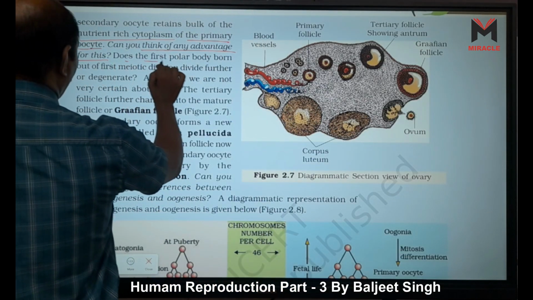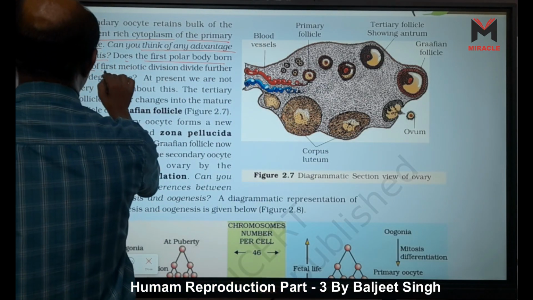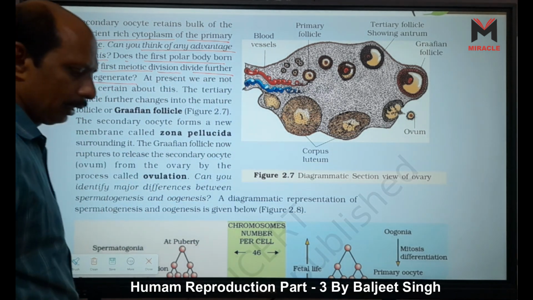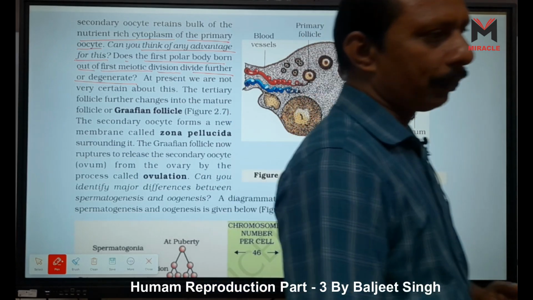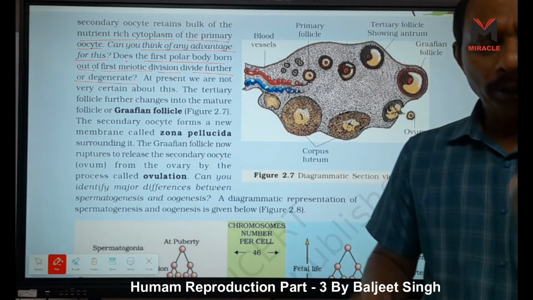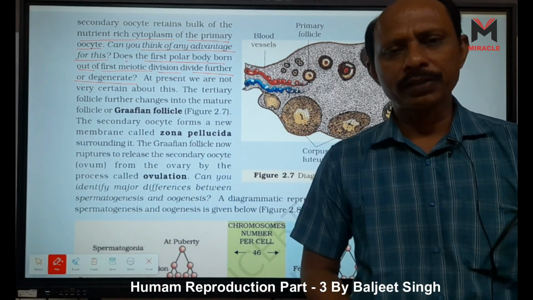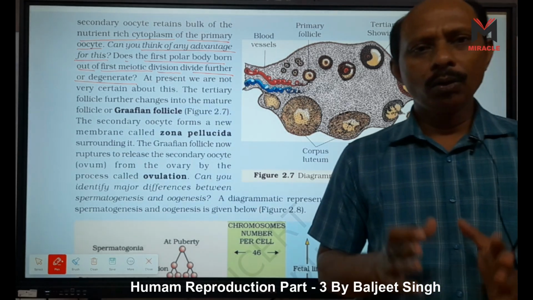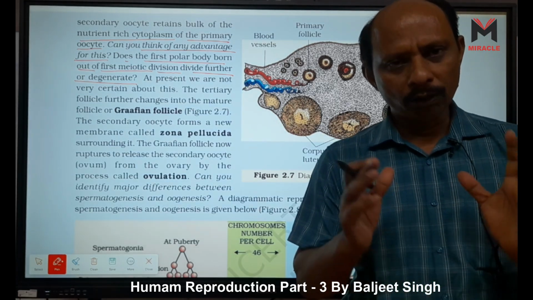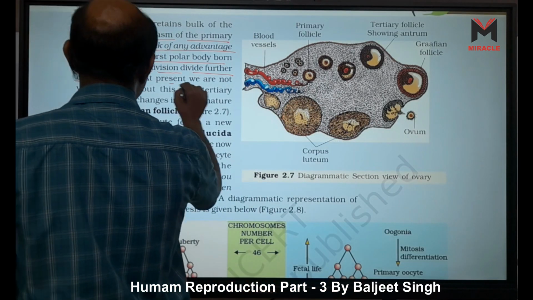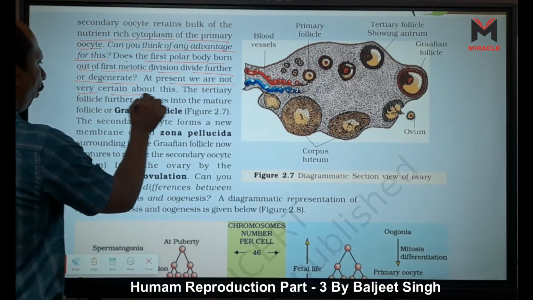that. Does the first polar body, born out of the first meiotic division, divide further or degenerate? At present, we have no idea, right? If it has cytoplasm, it can divide, but because it has a very small amount of cytoplasm, due to insufficient cytoplasm it cannot divide and it degenerates. At present, we are not very certain about this.